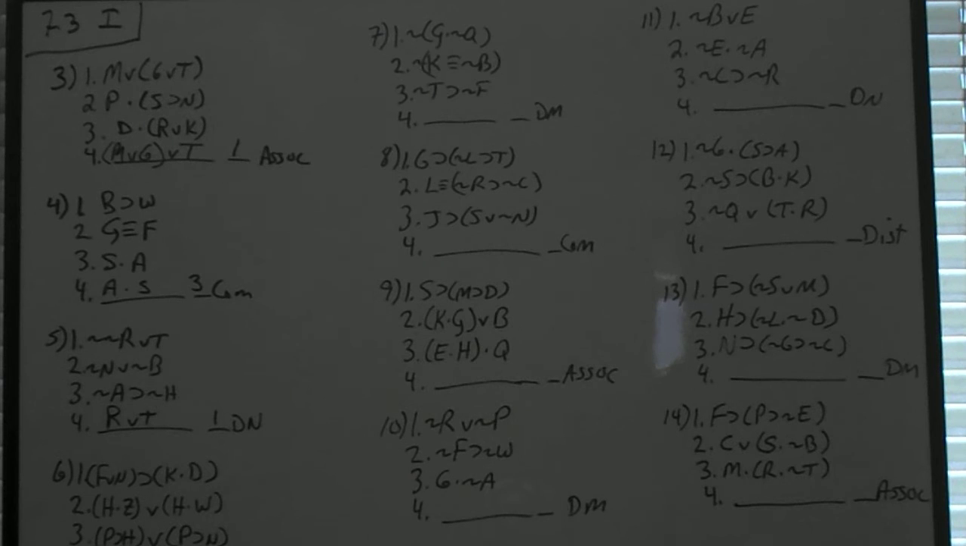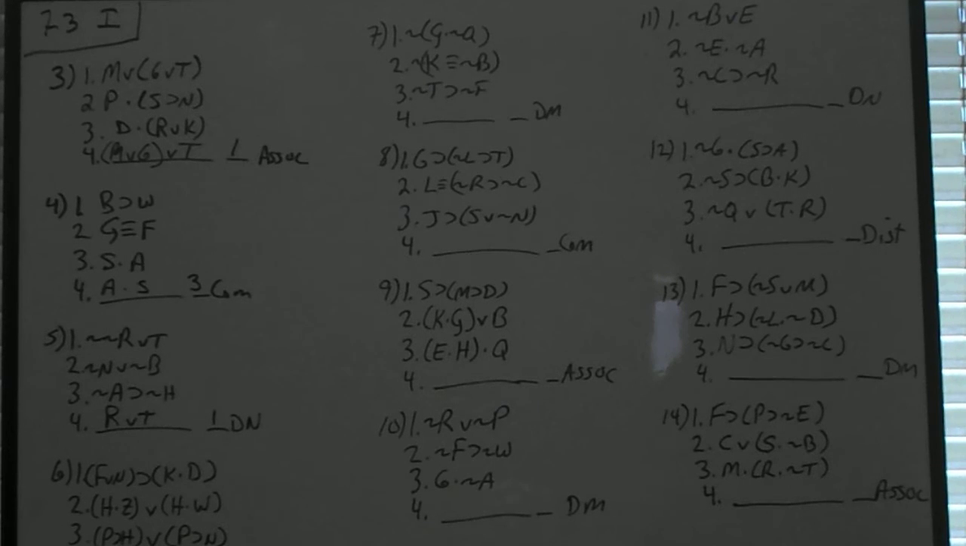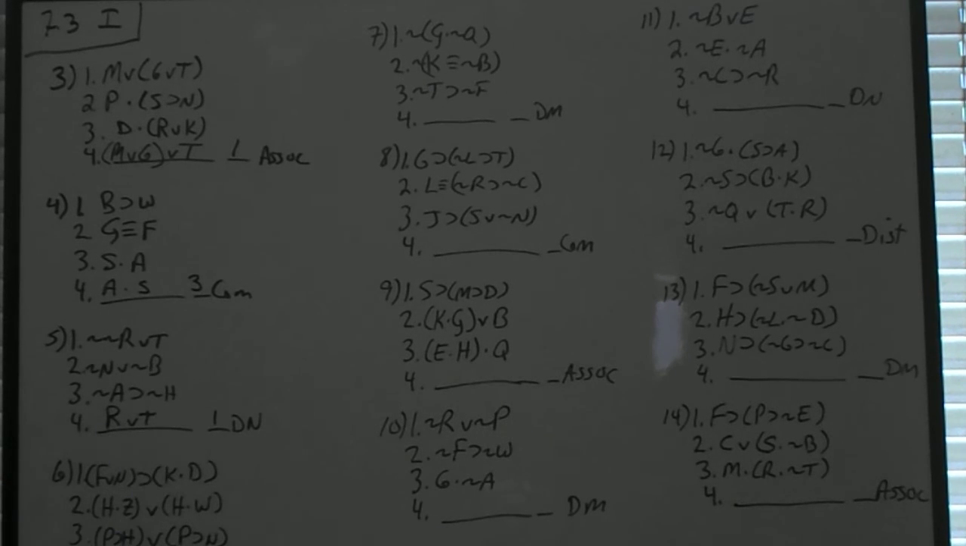Number 6, we have F or N, then K and D, H and Z or H and W, P then H or P then N, and they want to use distribution. Now with distribution, you're going to be looking for something like line 2. Line 1 isn't going to work because you've got the horseshoe there, and line 3 isn't going to work because you have the horseshoes there. But line 2, you've got the dots and the wedges. So H dot Z or H dot W would become H and the dot, and then in parentheses Z or W, from line 2 through distribution.